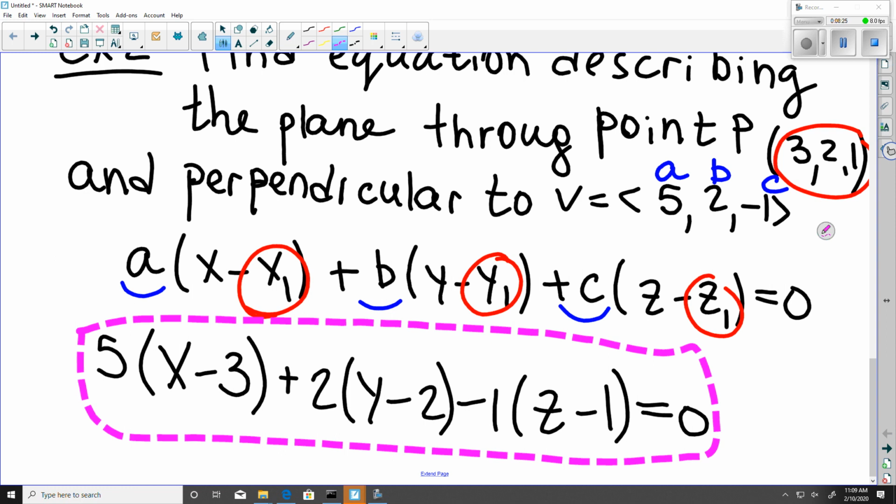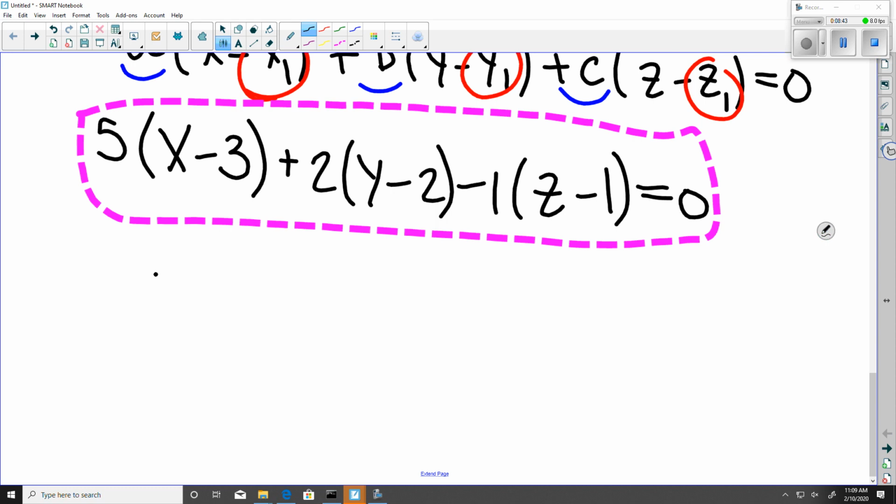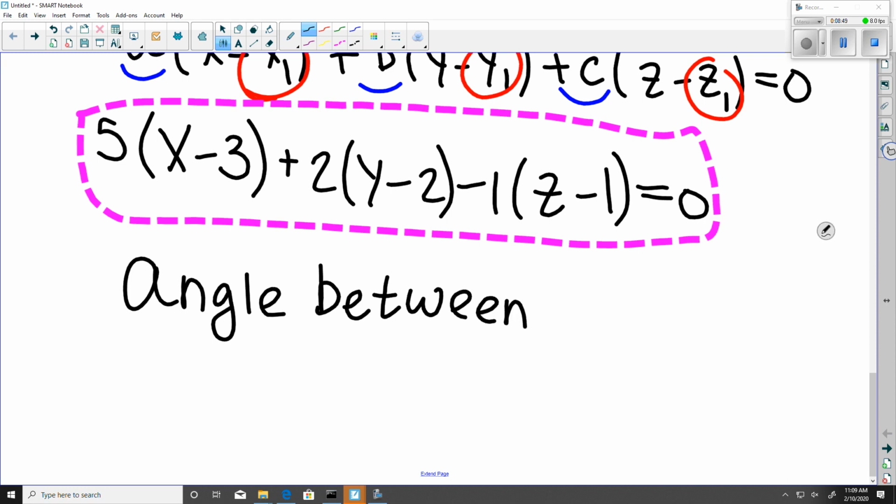We are 66.6% done. We have one more example. One more example. Angle between the planes. That's the last one, called angle between the planes.